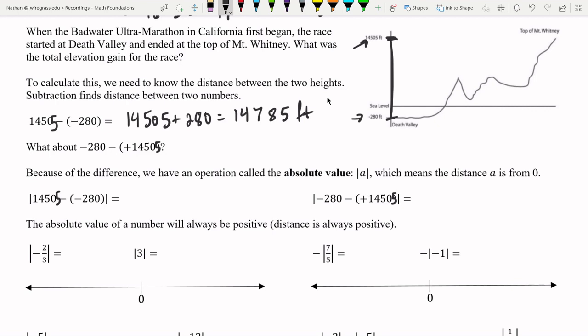Now, what about if we flipped it around and found the distance going the other way? So negative 280 minus 14,505. Well, we have minus a plus. That's going to be minus.